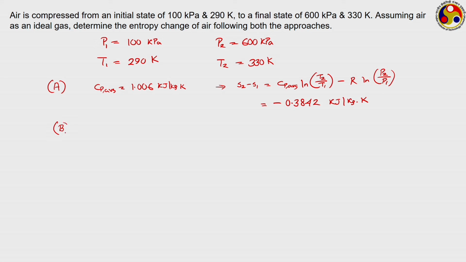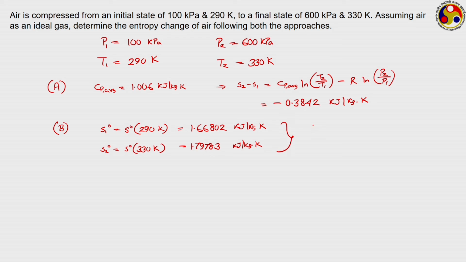Now, if we follow the exact approach, then we need the value of S naught. So, S1 naught means S naught corresponding to 290 Kelvin. I have taken the value from the table; I will provide you the table later on. Here the value is 1.66802 kilojoule per kg Kelvin, and S2 naught is equal to S naught corresponding to 330 Kelvin, which is 1.79783 kilojoule per kg Kelvin.